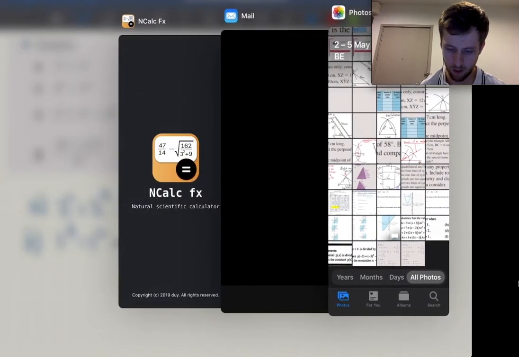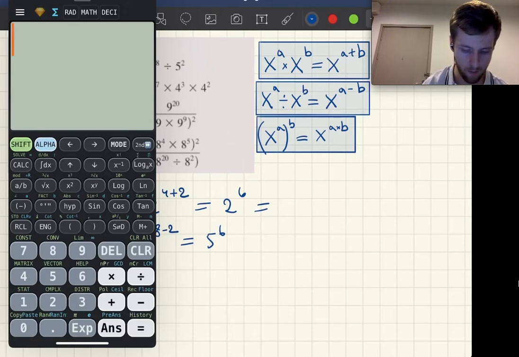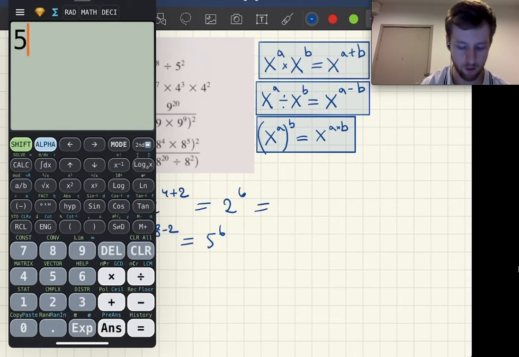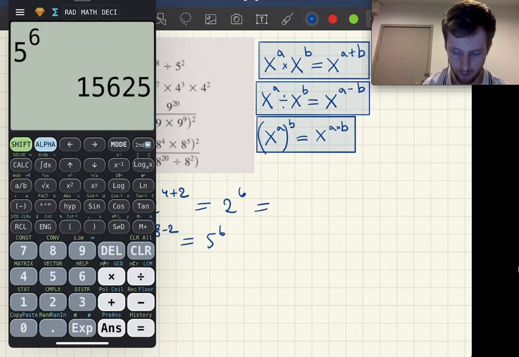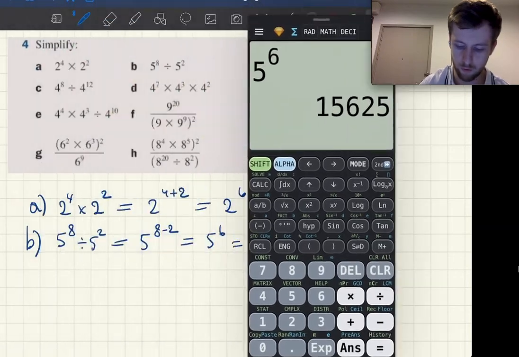Where's my calculator? Oh yeah, it's here. We can get the calculator and you can just calculate 5. By the way, the power button is here, right? I think your calculator should be similar to this one. 5 to the power of 6 is equal to 15,000. Wow, that's a big number. 15,625. And 2 to the power of 6, if I remember right, I think it's 64.